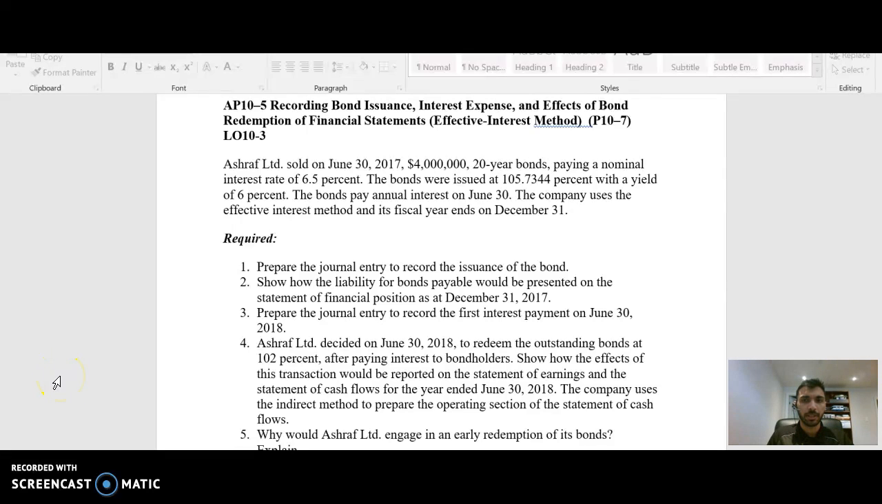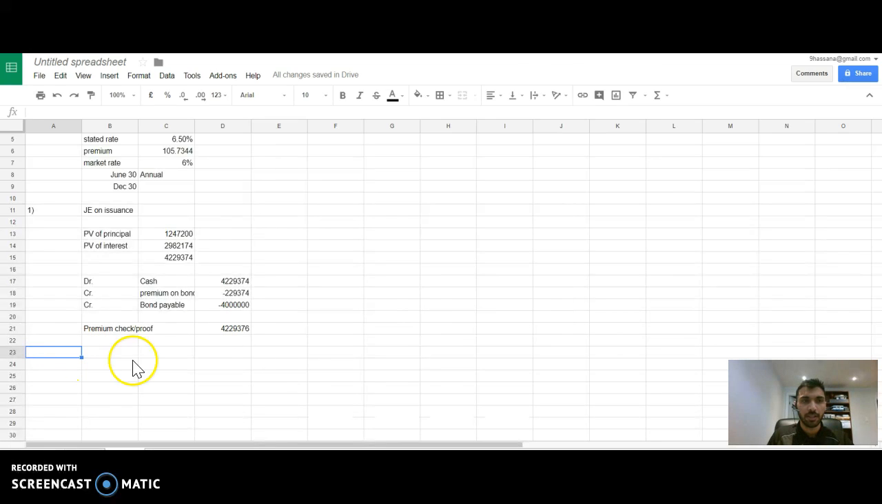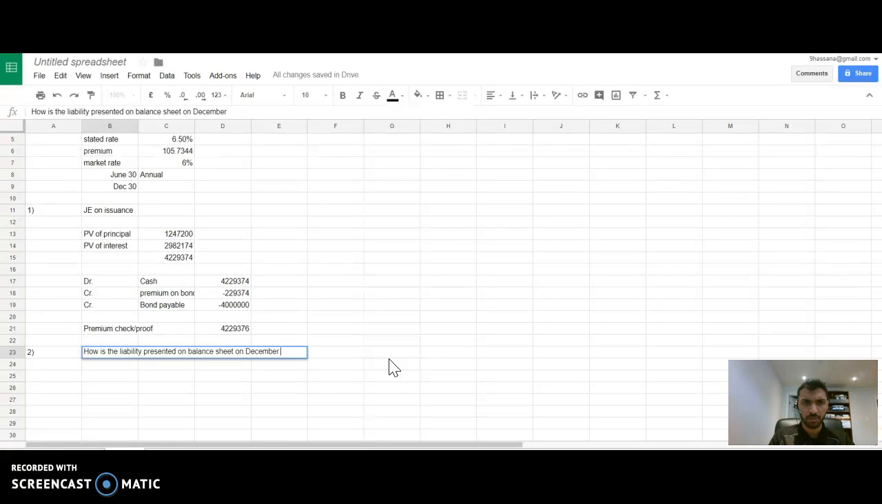All right, folks, so we're going to pick up at part 2 of the question, which asks, show how the liability for the bonds payable would be presented on the statement of financial position as at December 31st, 2017. So when we go back to the question, it's asking how the liability is presented on the balance sheet on December 31st, 2017.